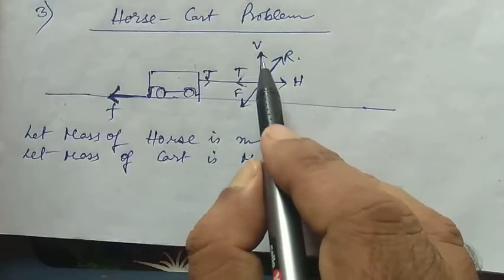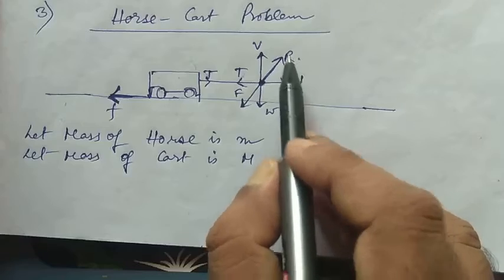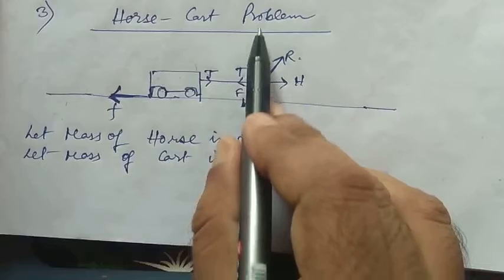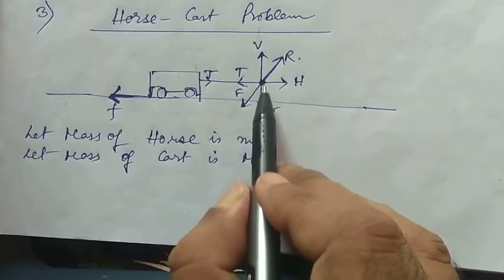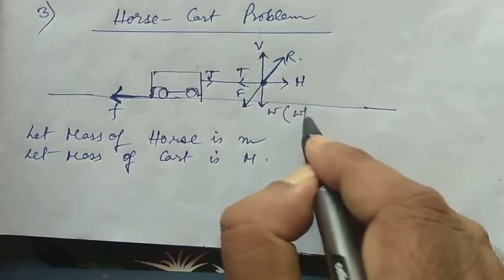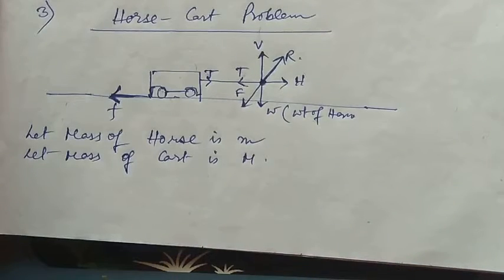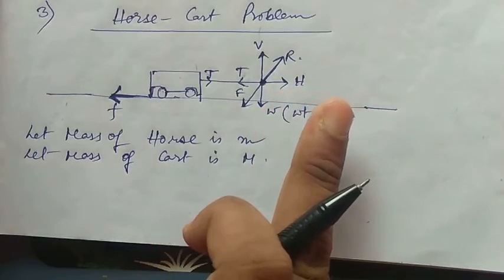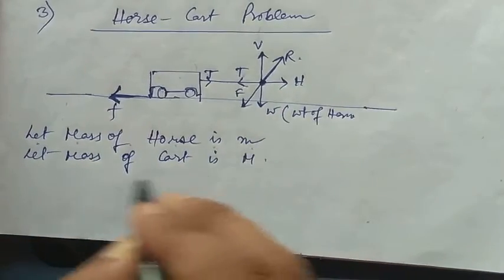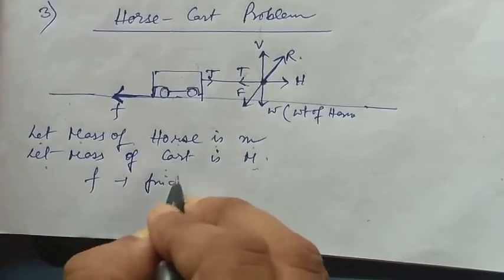So what is the function of this force H, the horizontal component of R? Now H pulls the cart forward and V balances the weight W of the horse. Now what is W? It is the weight of the horse. The horizontal component H helps the horse to move forward. Now let the mass of the horse be small m and the mass of the cart be capital M, and F be the frictional force.